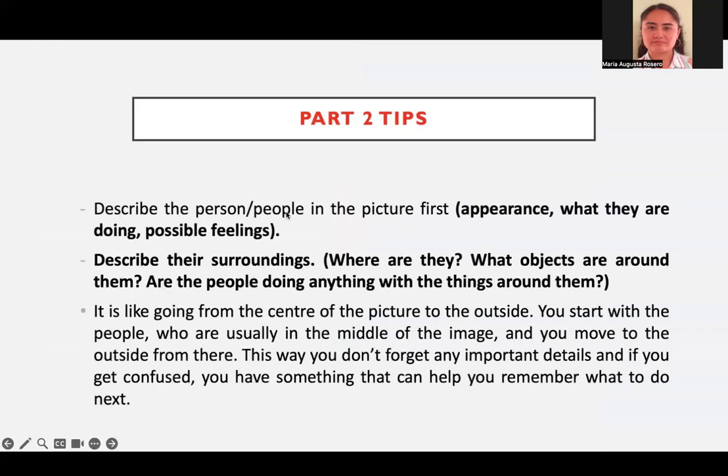Describe the person or the people in the picture first. That is the first thing you have to do. The person or maybe the people in the picture. You can describe the appearance, what they are doing, the possible feelings and so on.